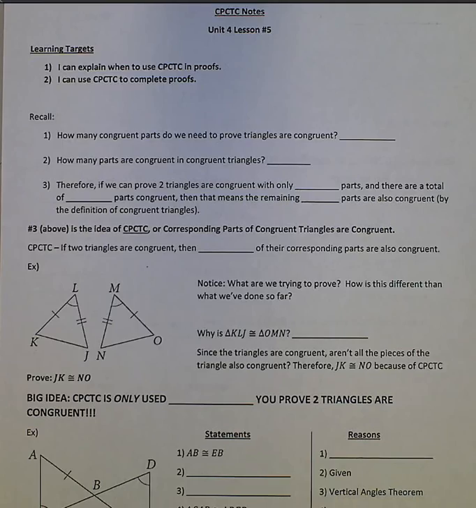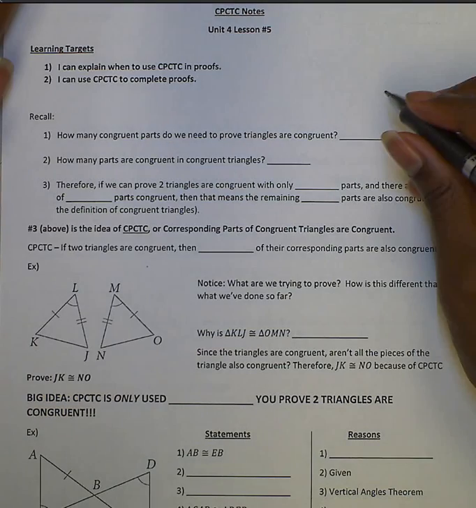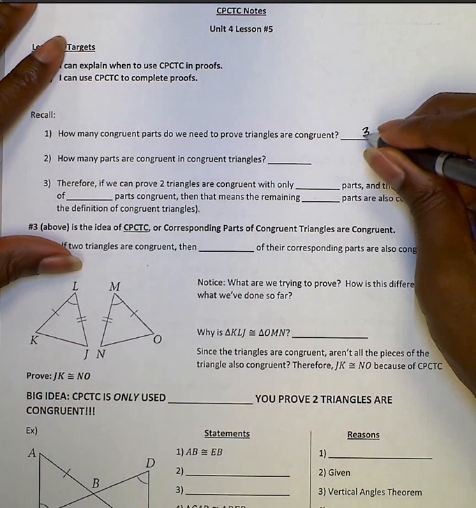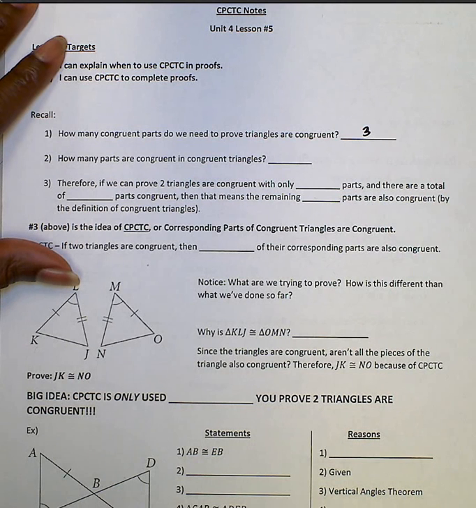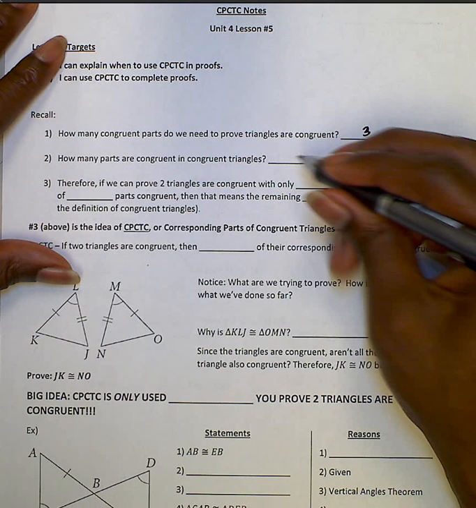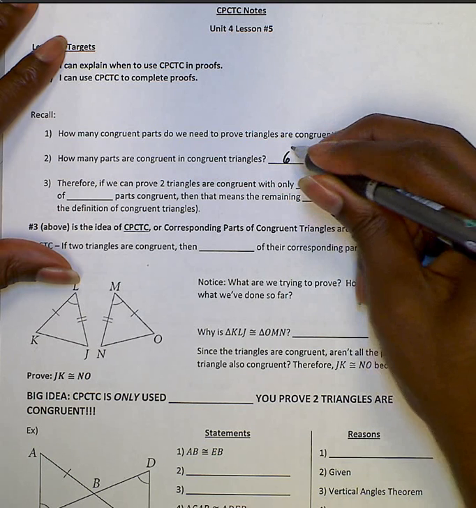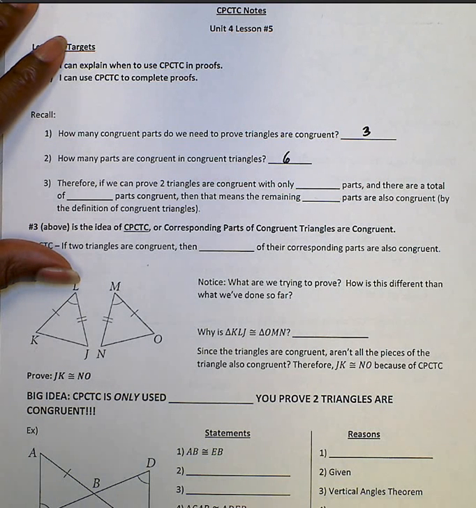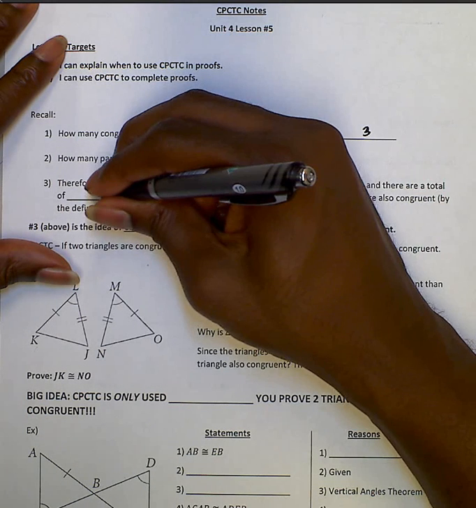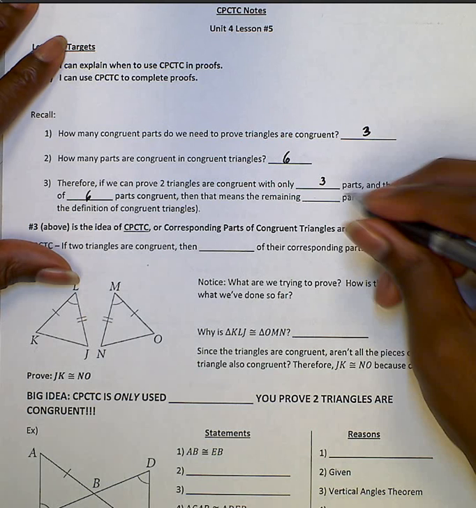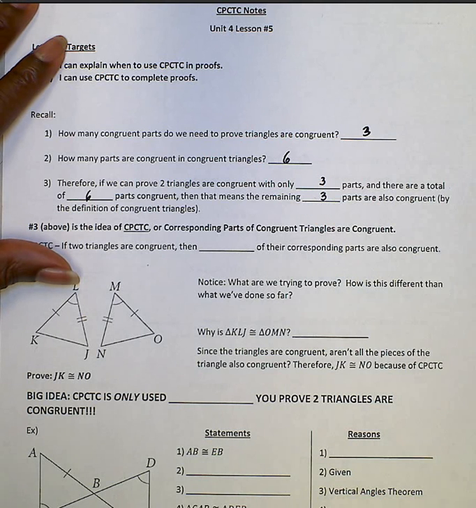Alright, so how many congruent parts do we need to prove the triangles are congruent? Okay, in our 5 shortcut proofs, we found out that we need 3 parts. How many parts are congruent in congruent triangles? 6. Remember, if triangles are congruent, that means all angles and all sides are congruent to a corresponding part on the other triangle. So therefore, if we can prove 2 triangles are congruent with only 3 parts, and there are a total of 6 parts congruent, then that means that the remaining 3 parts are also congruent. And that's by the definition of what a congruent triangle is.